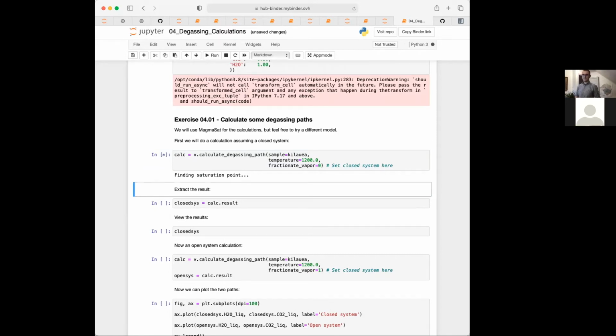The first thing it does is find the pressure at which degassing will start, and then it will start running the degassing path from that pressure. And one of the nice things about Python modules is there's tons of ways of customizing the calculations, because we're not limited by the number of buttons we can fit on a screen. So for example, one thing you could do is say, well, I don't want you to find the saturation pressure. I know what pressure I want you to start the calculation at.